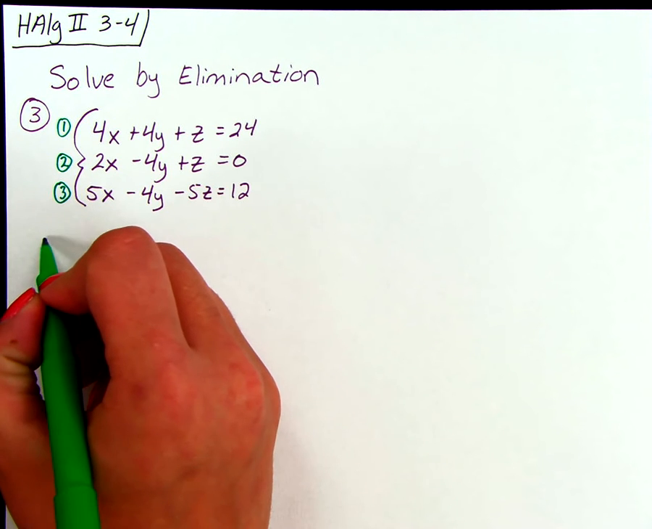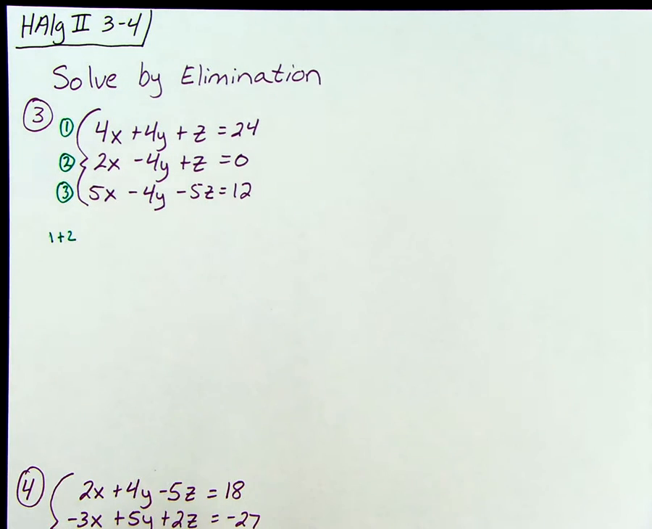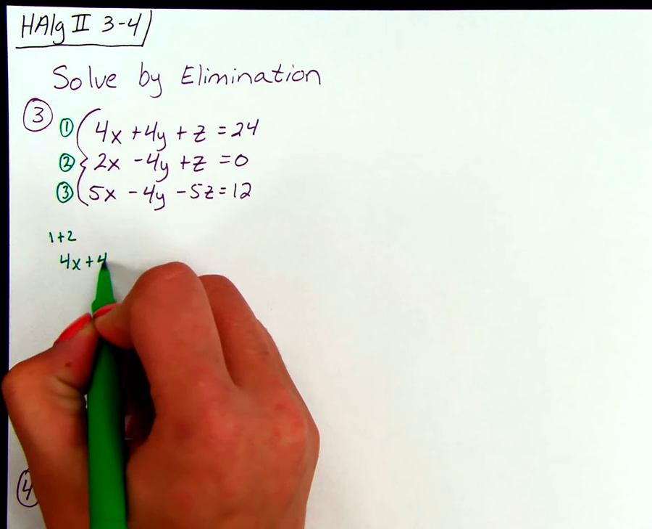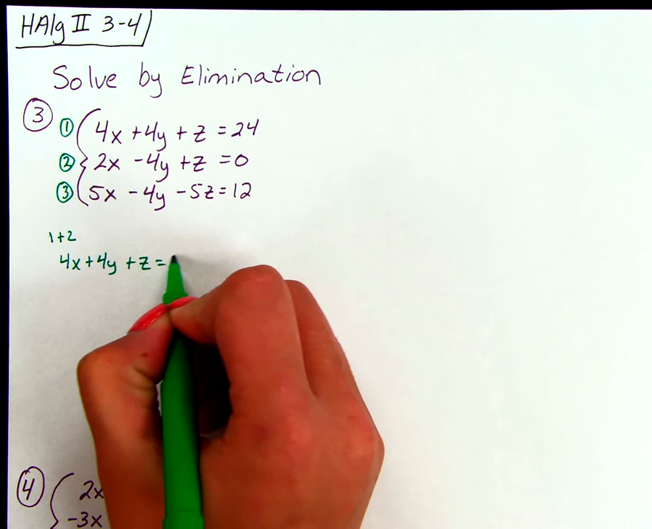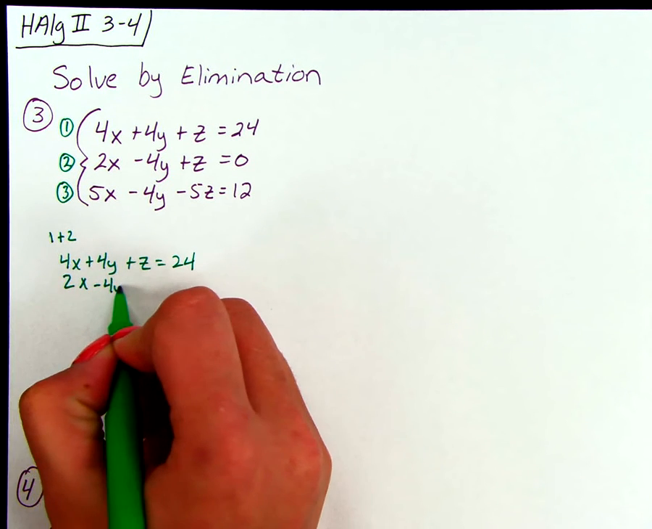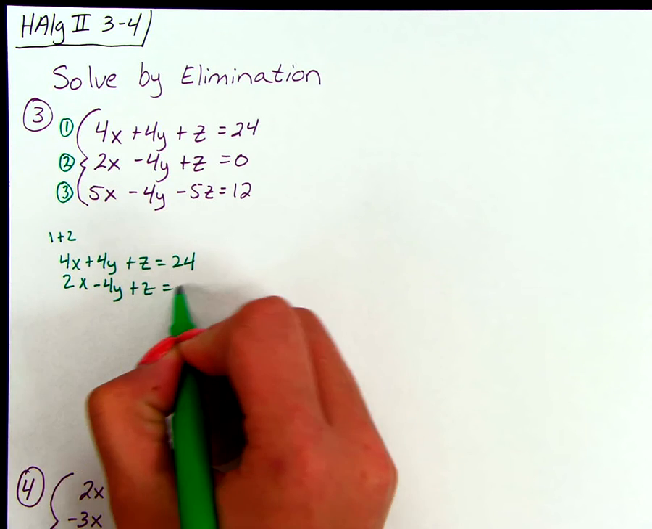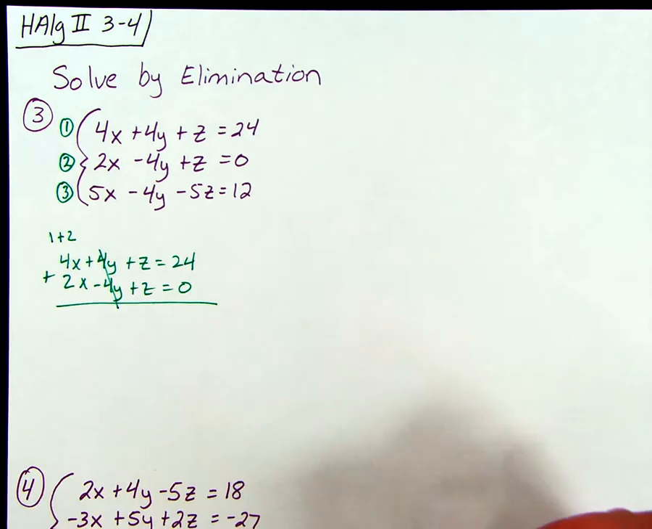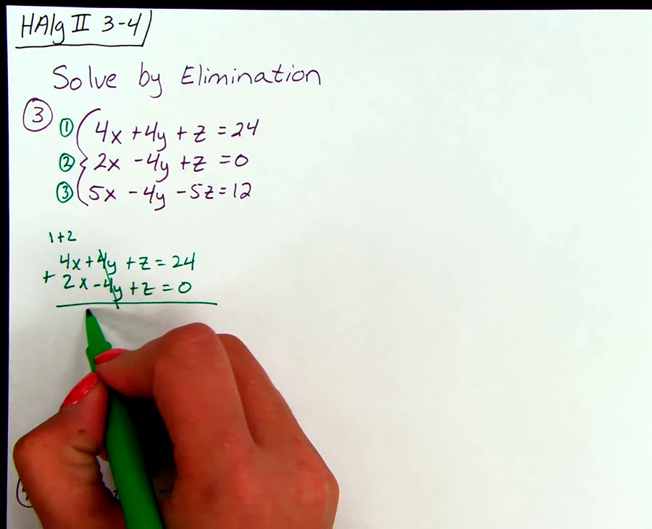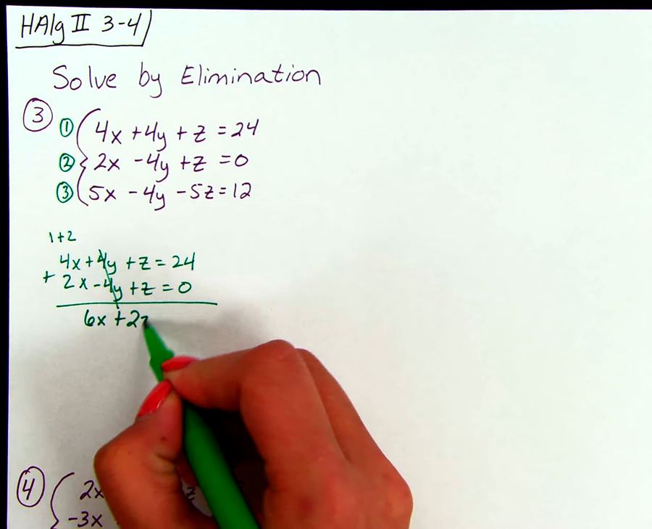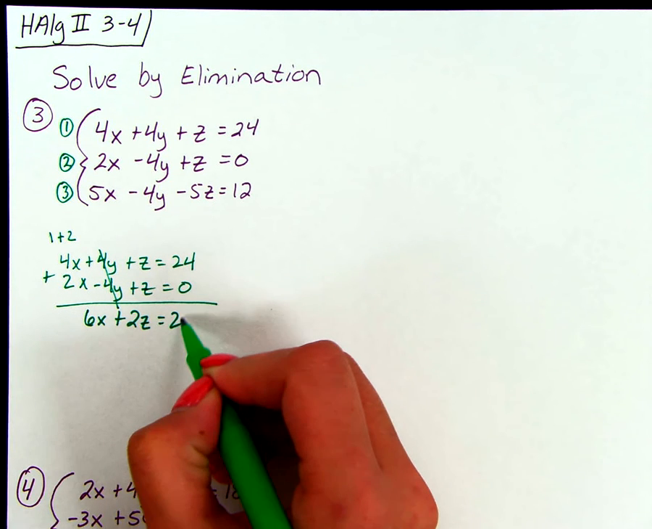So I'm going to take equation 1 plus equation 2, and that's going to give me a new equation. So we would have 4x plus 4y plus z equals 24, and we're adding that to the second one, 2x minus 4y plus z equals 0. Okay, adding those together. So again, the y's cancel. 4x plus 2x is 6x, z plus z is 2z, and 24 plus 0 is 24.